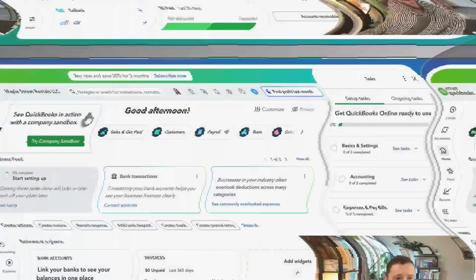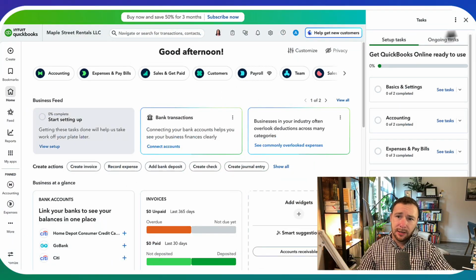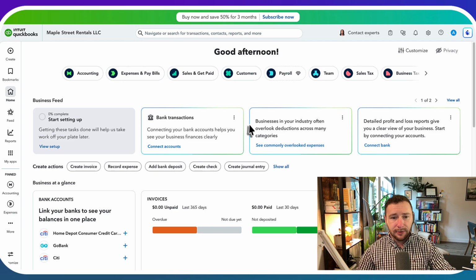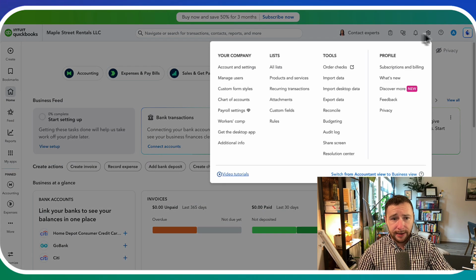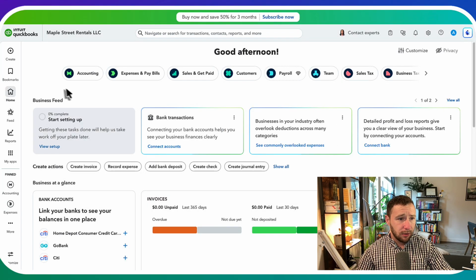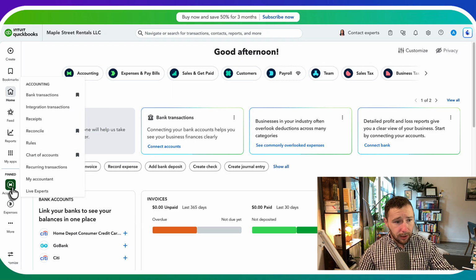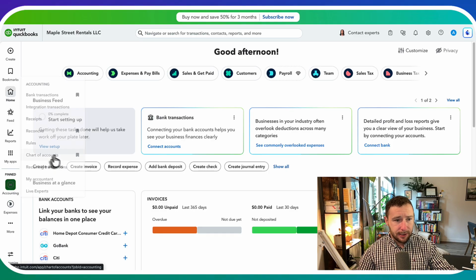All right, let's set up the chart of accounts the right way. All right, from here, we're going to start to dive into the world of Maple Street Rentals. So the first thing we're going to do is set up the chart of accounts. To get to the chart of accounts, you can either come up to the gear icon and select chart of accounts under your company, or you can come to your bookmarks, because I told you to bookmark this, select chart of accounts from here, or under accounting, you can go to chart of accounts from the app here.